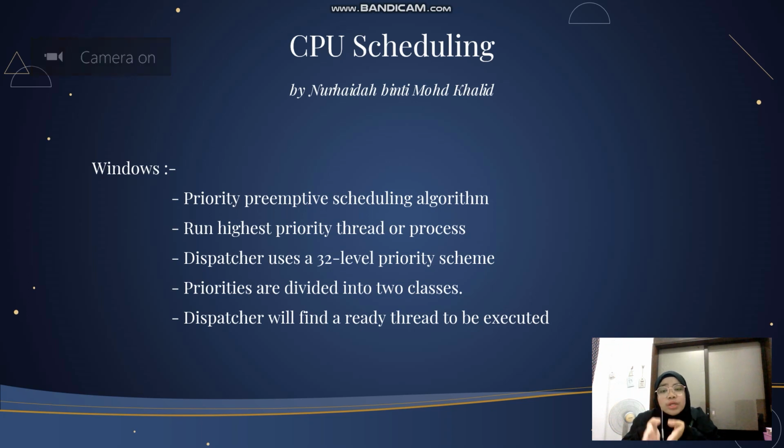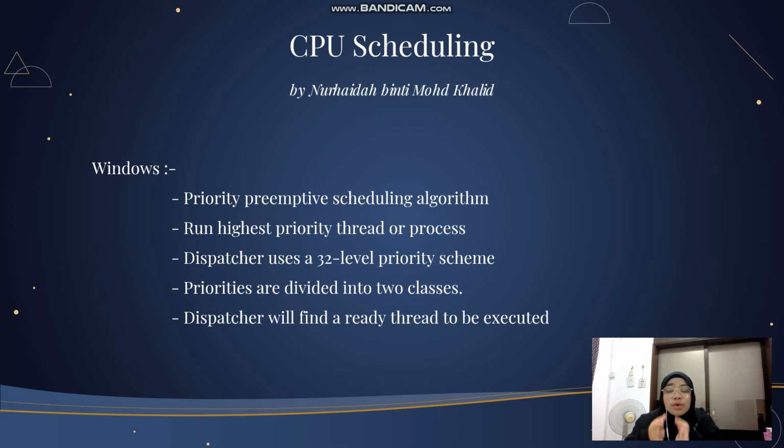On the other hand, Windows uses a priority preemptive scheduling algorithm as its CPU scheduling, which means the scheduler will make sure the thread or process with a higher priority will always be running. The dispatcher, which controls the scheduling, will determine the order of execution of the threads using a 32-level priority scheme, and these priorities are divided into two classes. The first class is called the variable class, ranging from 1 to 15, and the second class is called the real-time class, ranging from 16 to 31.